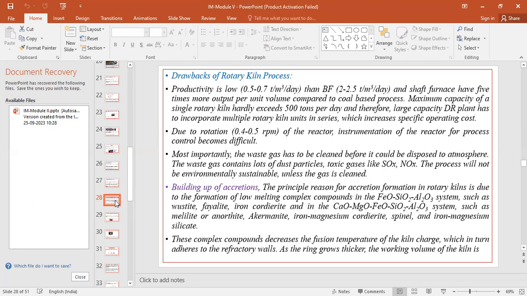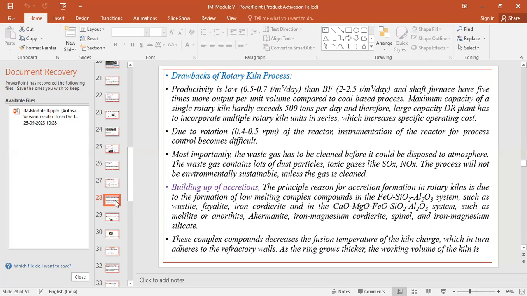And due to rotation of this particular reactor, instrumentation of the reactor for process control becomes very difficult. Most importantly, the waste gas has to be cleaned before it could be disposed to atmosphere. The waste gas contains a lot of toxic gases, so that we should take into consideration. Apart from that, there are the solid accretions formed inside the kiln, that is, the DRI accretions.